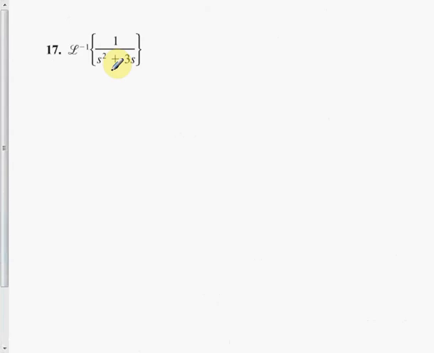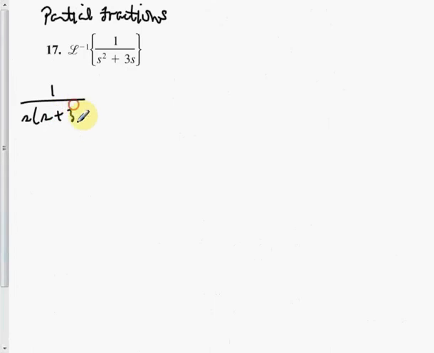This guy right here, the only way to break down that s squared plus 3s in our denominator is to somehow get some partial fractions there. So we'll use that method for this one, partial fractions. So we have 1 over, this is s times s plus 3. This is A over s plus B over s plus 3.